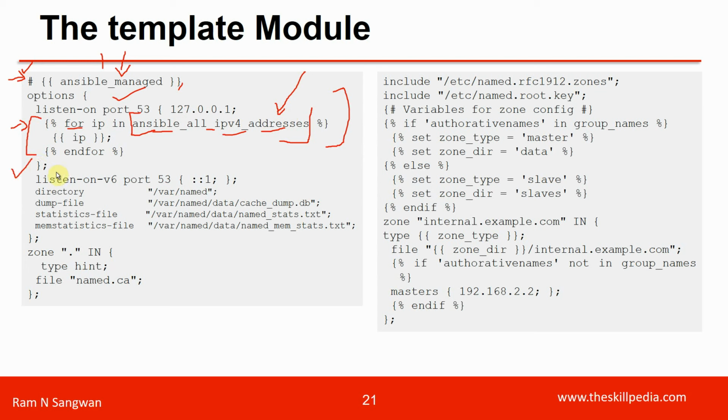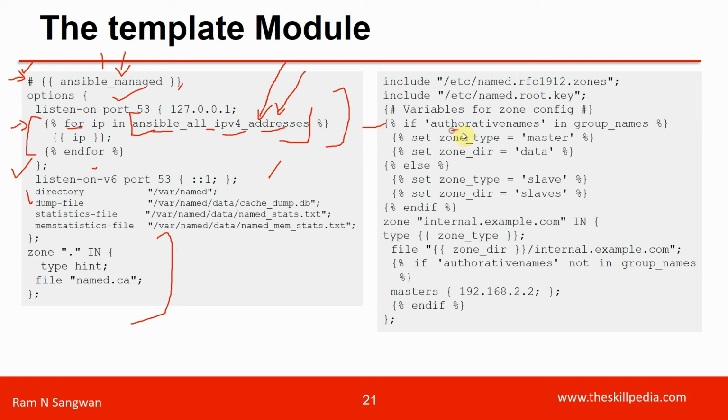Then similarly, listen on. So this is the fixed part. Directory. This is the fixed part. There's nothing special here. What is the variable part? We are more interested in the variable part. This is the fixed part, so this will be displayed as it is. So one interpolation is coming here. Another interpolation is coming here.